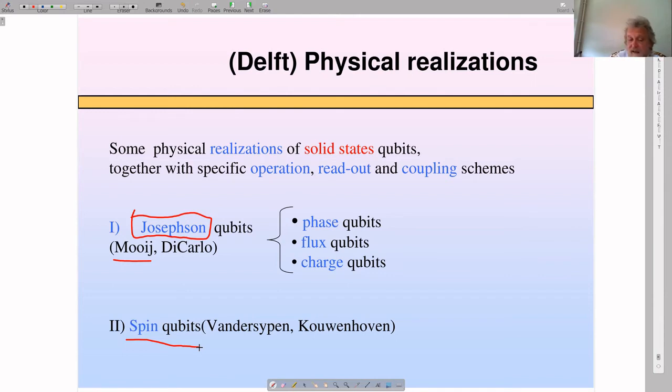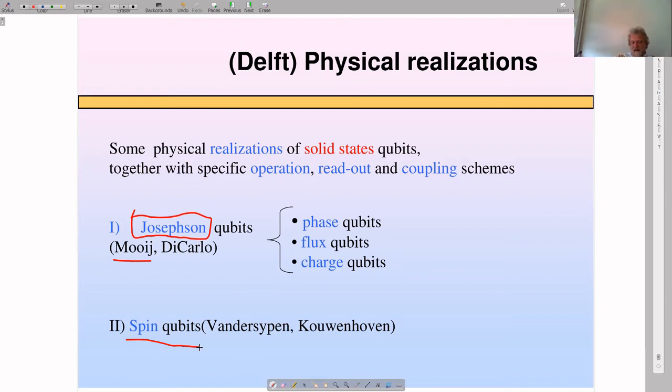There are different realizations of quantum bits, quantum computers. For instance, people who would like to do it with cold atoms, which we don't look at. Any practical realization, I guess, now converges more or less to the Josephson qubits, to solid state qubits.